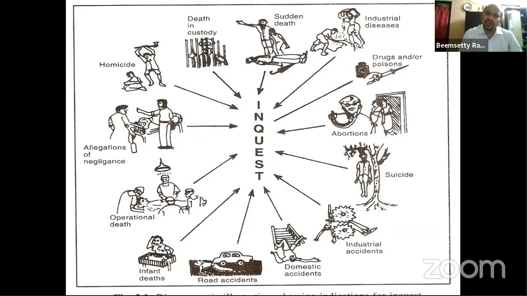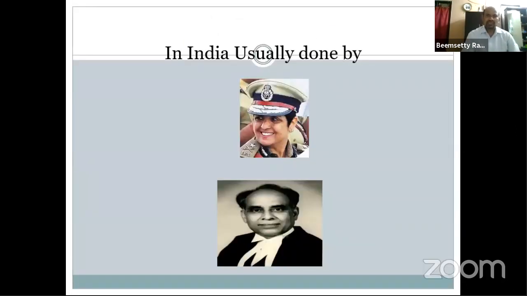And who will be doing the inquest? Inquest is usually done by the police and the magistrate in India particularly. I have not kept the pictures just for showing; it's not that only these people will be doing it. Okay, police and the magistrate.